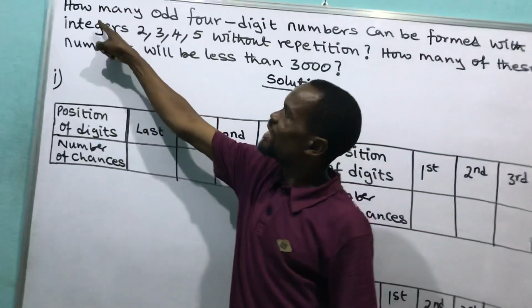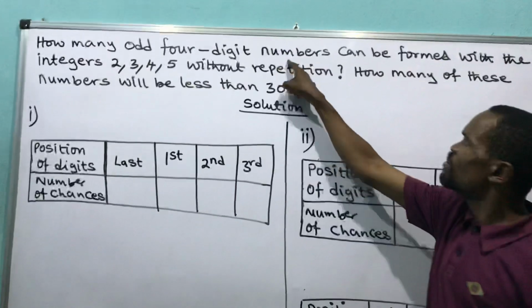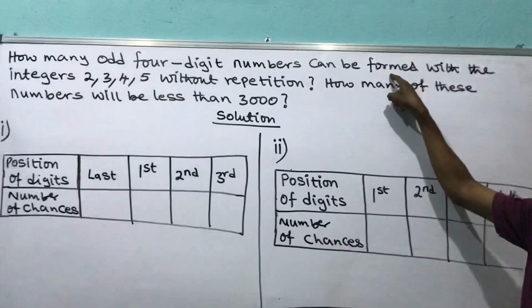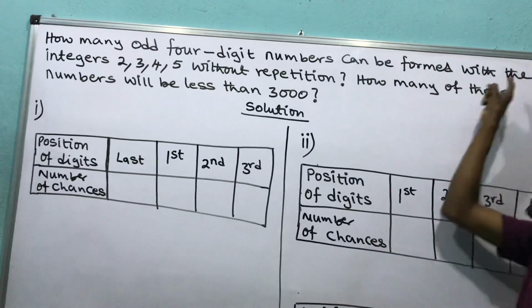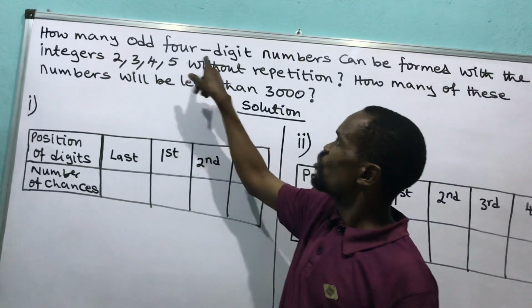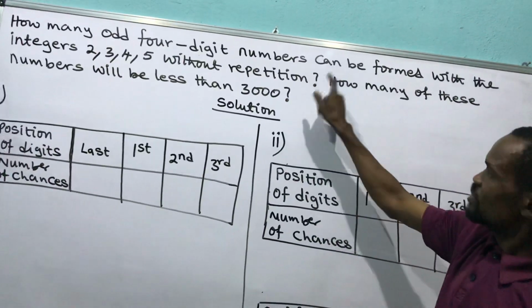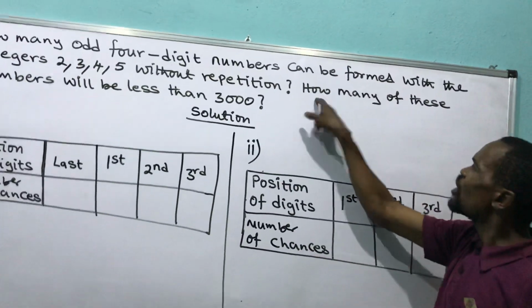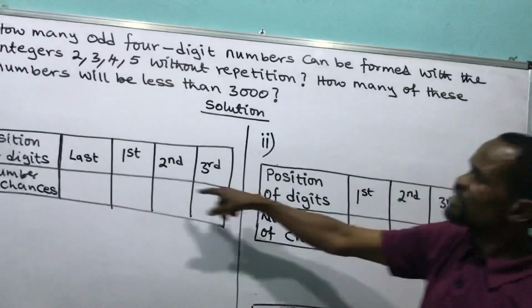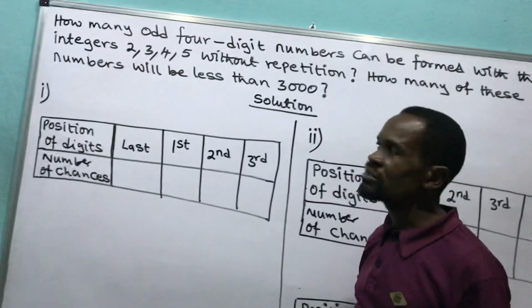The first question said, how many odd 4-digit numbers can be formed with the integers 2, 3, 4, 5 without repetition? That's the question. Second question, how many of these numbers will be less than 3,000?